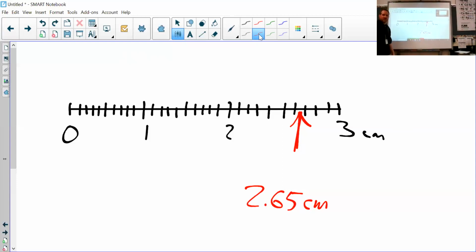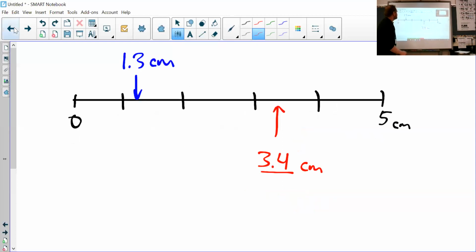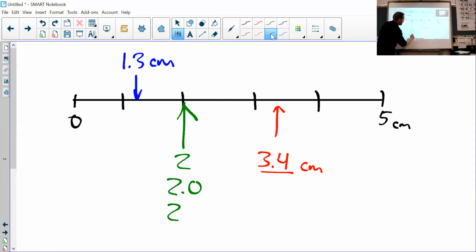Last thing I'm going to cover in this video, what if it falls on a line? What if it falls on a line? Let's go all the way back here. What if my new measurement is this one? Now I'm going to do my best to make it hit the line. It might not, but just pretend it does. All right, pretend that's right on the line. And you want to measure this. Are we going to call that 2? Are we going to call that 2.0? Are we going to call that 2.00? What are we going to call it?